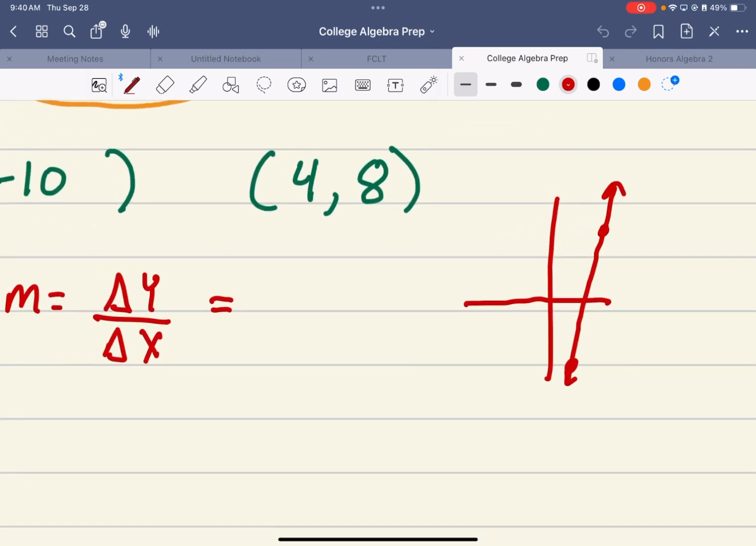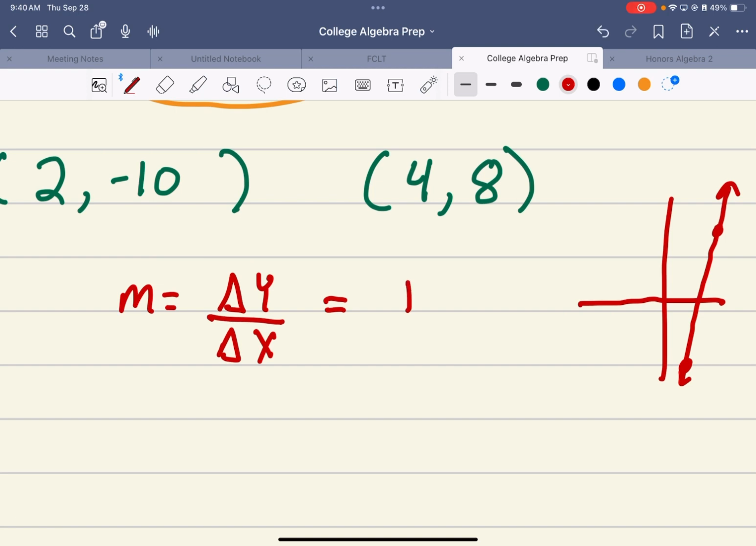It's back. Okay, so it has a change of 18. My x value is going from 2 to 4. So that is a change of 2. So my slope is 9, or 9 over 1.